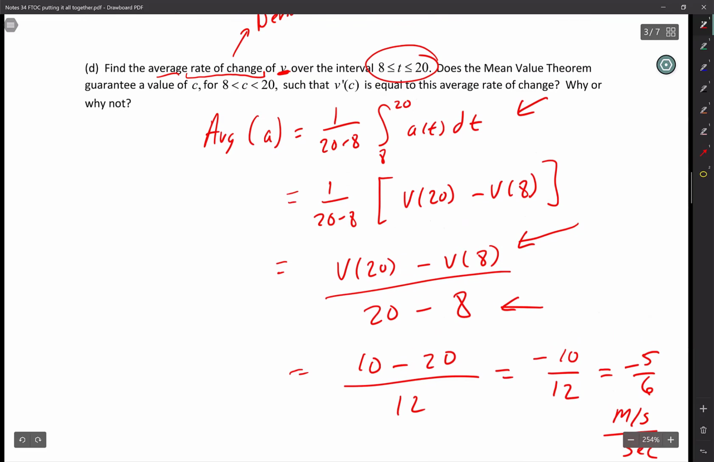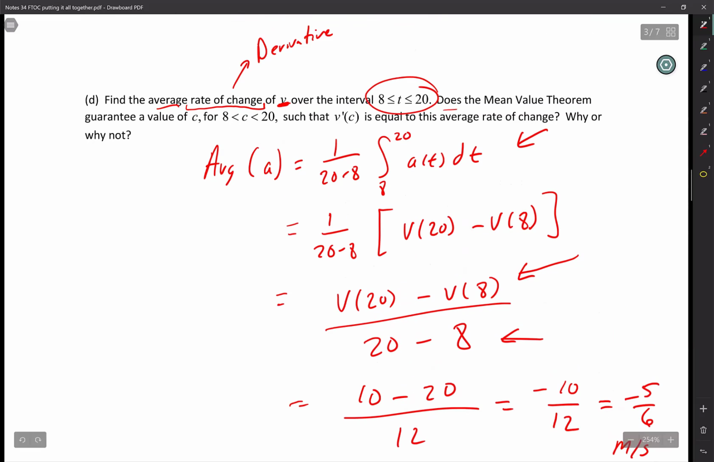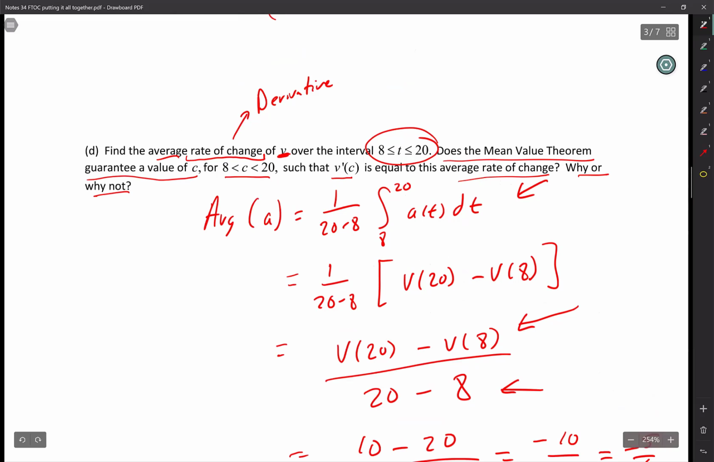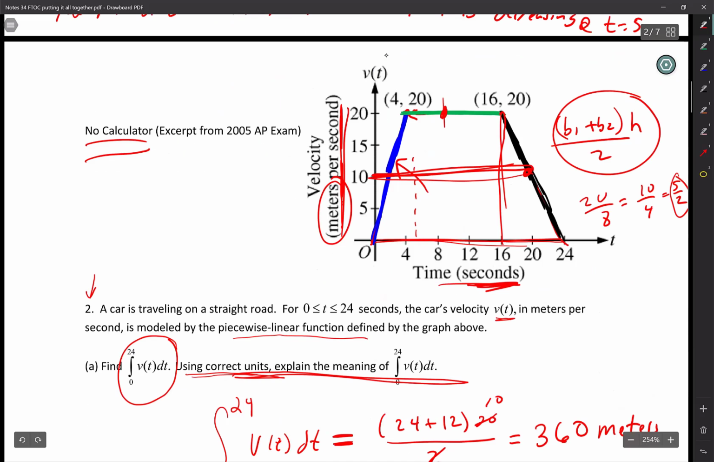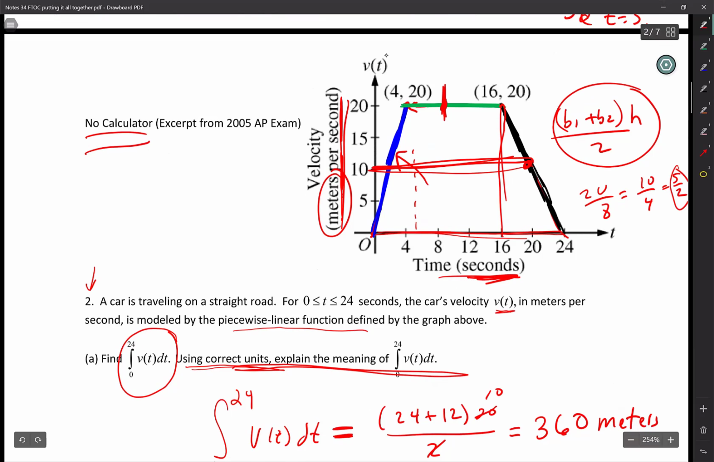All right. Check it out. Does the mean value theorem guarantee a value C between 8 and 20 such that V prime of C is equal to the average rate of change? Why or why not? All right, Ms. Barrera, help me out. Can I use mean value theorem here between 8 and 20? So let's go to the graph. Between T equals 8 and T equals 20, right here. So between this interval, can I use the mean value theorem?